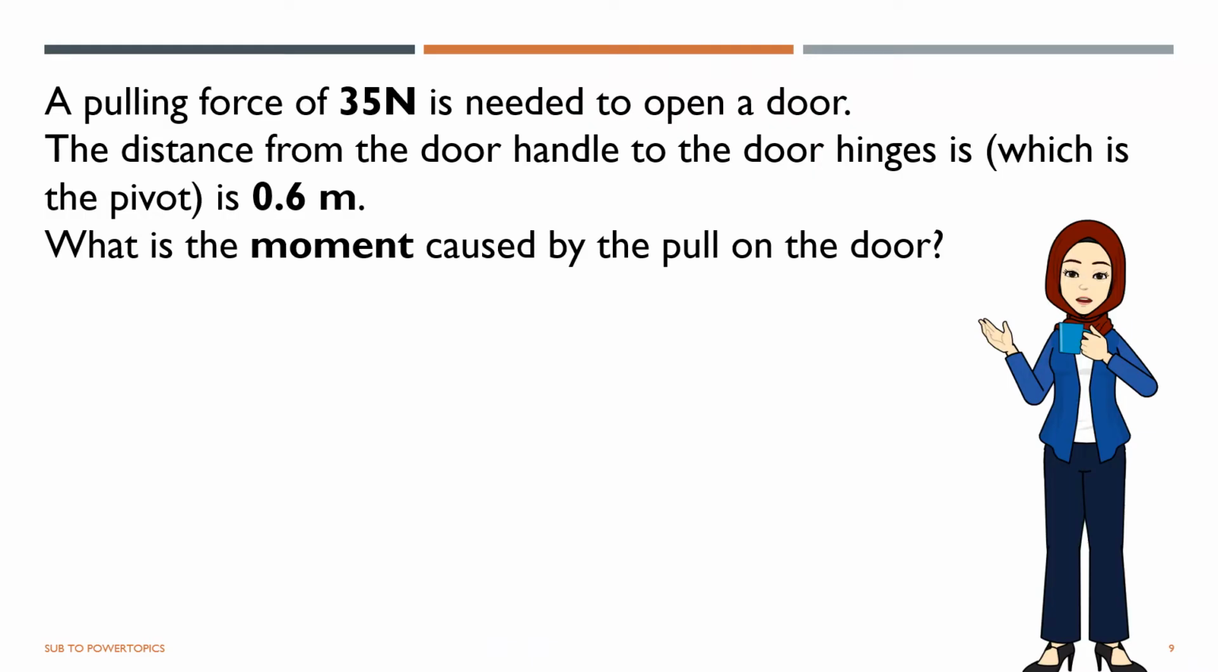Let's move on to our question. A pulling force of 35 Newton is needed to open a door. The distance from the door handle to the door hinges, which is the pivot, is 0.6 meters. So the important numbers are bolded here. And now we have to find out what is the moment caused by the pull on the door. You can feel free to pause the video to answer this question.